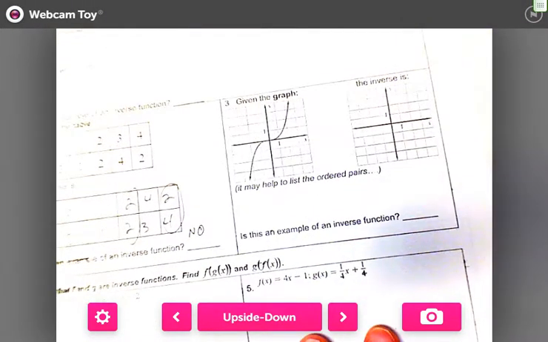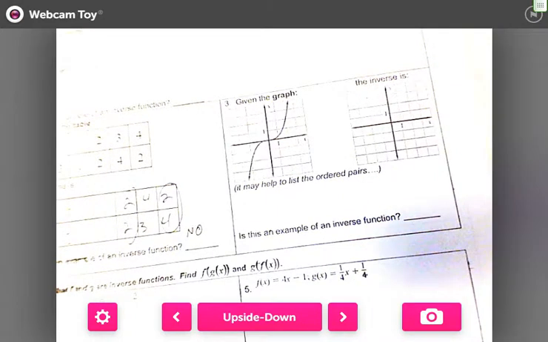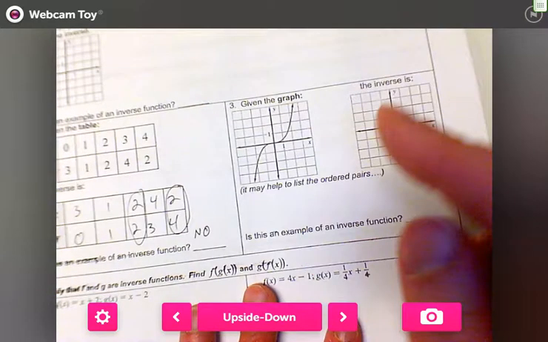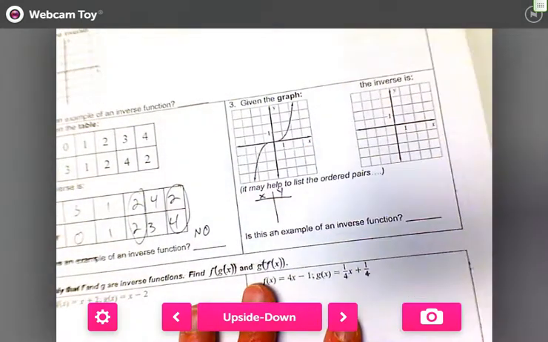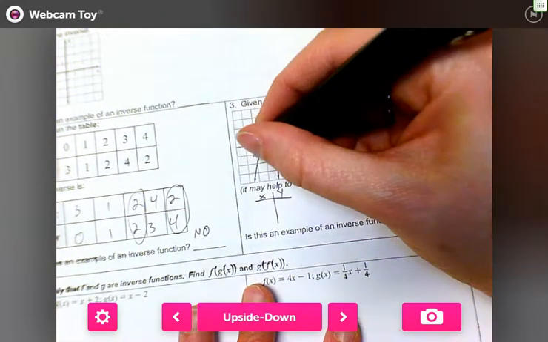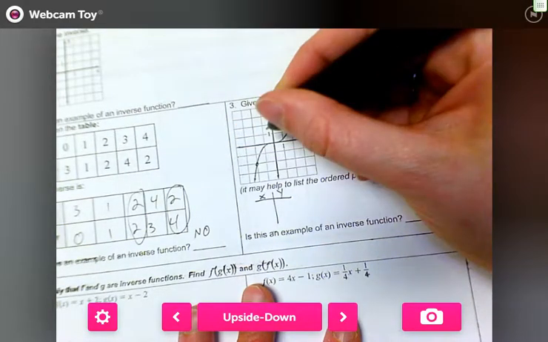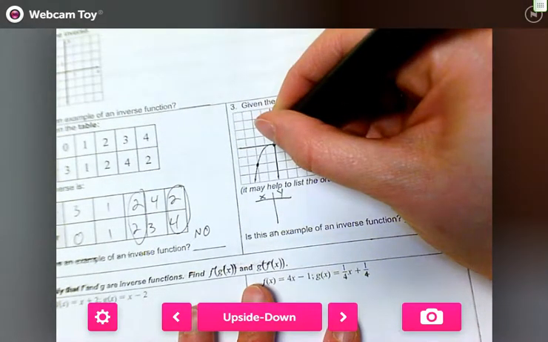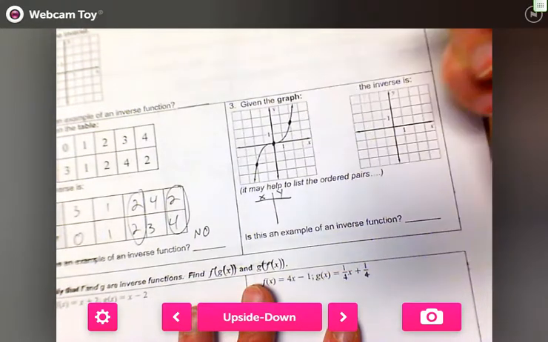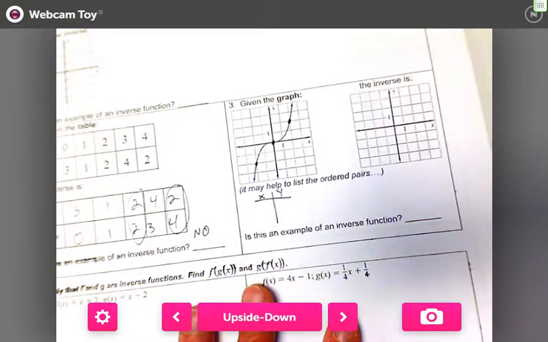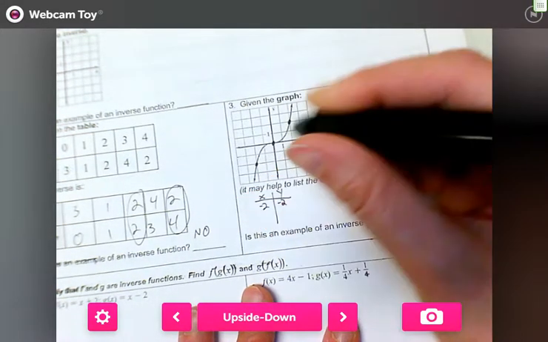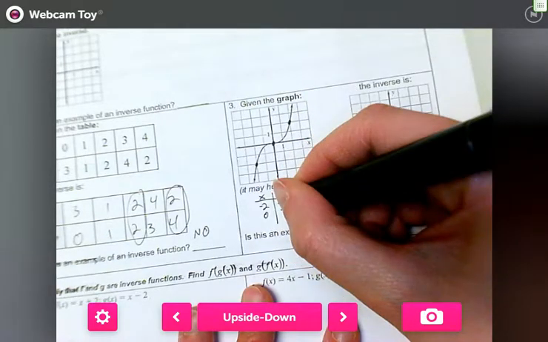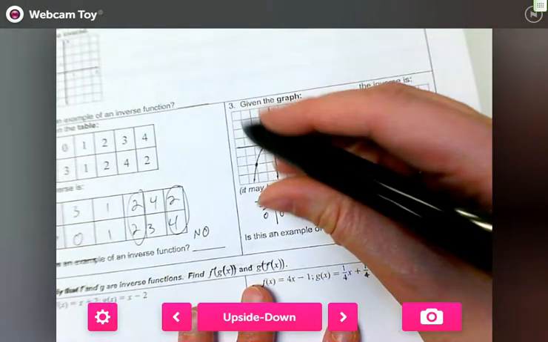Number 3. We're going to graph the inverse of this. I think it's helpful to list the ordered pairs, like it said. So I picked some from this graph that are exact. If I go right here, I can see that it crosses at exactly that point. This one crosses at that point. This one crosses at that, right? So I picked those 3 because I feel like they cross perfectly. So at -2, I'm at -2. At 0, I'm at 0. And at 2, I'm at 2.